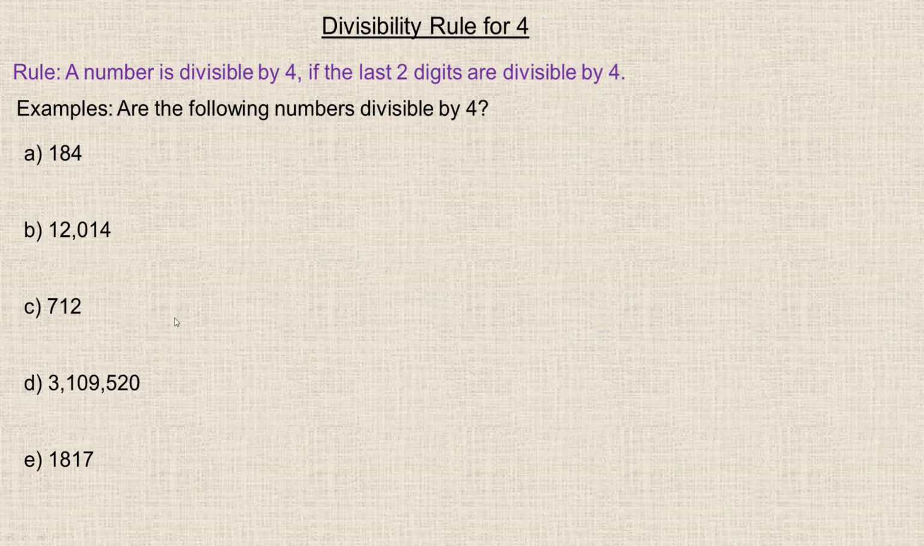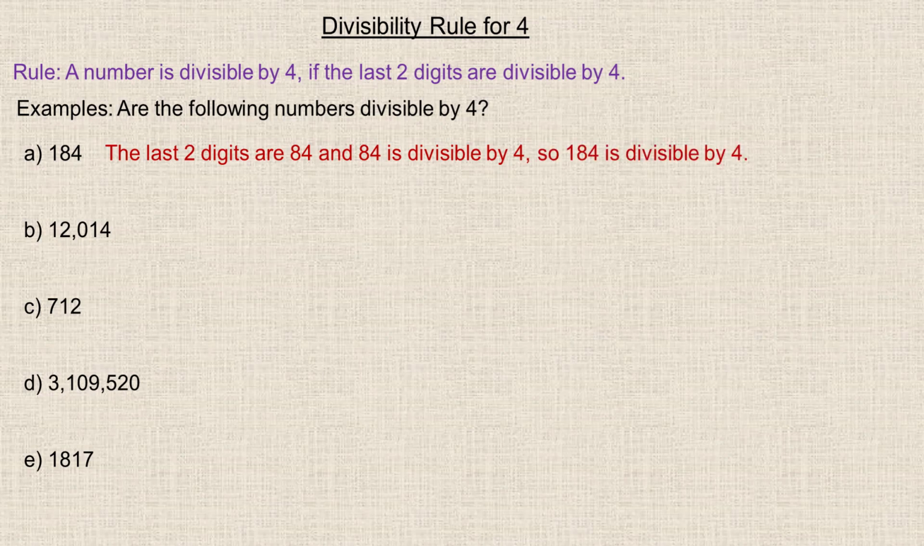So let's take a look at 5 examples here. Are the following divisible by 4? So 184, you only have to look at the 84 in the end. And since the last two digits are 84 and 84 itself is divisible by 4, then 184 is divisible by 4. Now I would know that 84, even though I might not know my 4 times tables up to 4 times what's 84. You see, 4 goes into 8 evenly, and 4 goes into 4 evenly, so 4 has to go into 84 evenly.